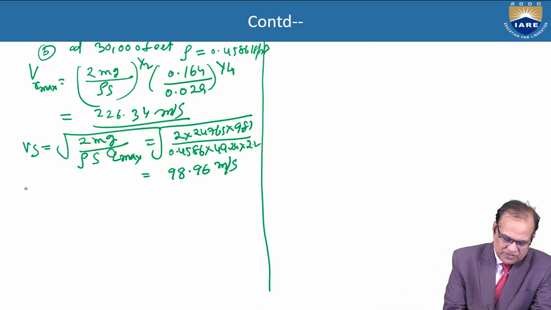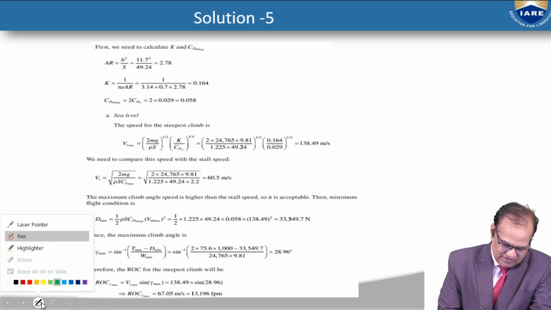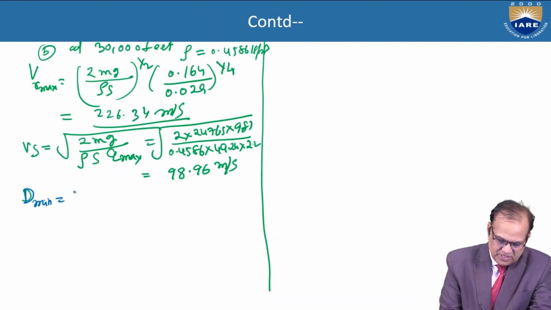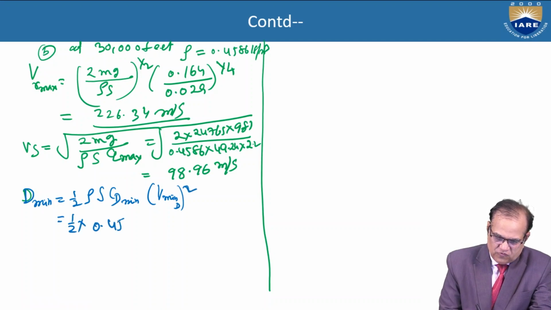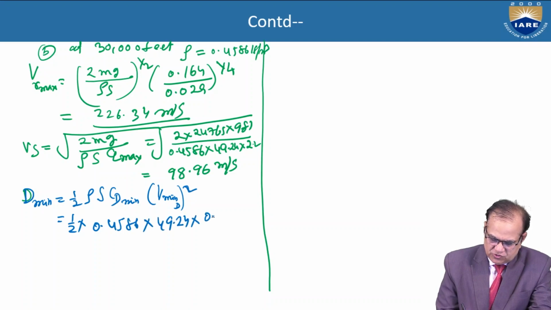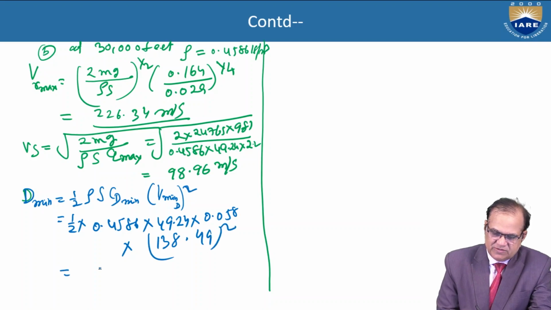So now we have to find out the D minimum. D minimum is half rho S CD minimum into V square. So half into 0.4586 into 49.24 into 0.058 into 138.49 square. You will get this D minimum as 24038 Newton.